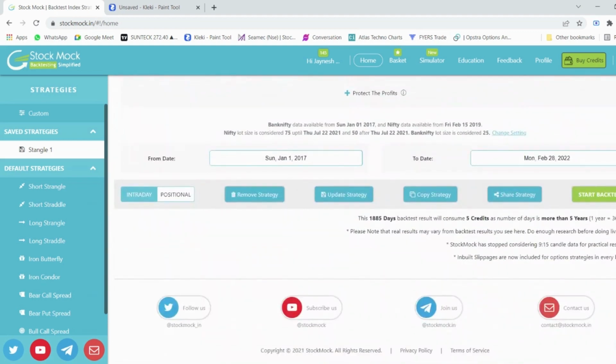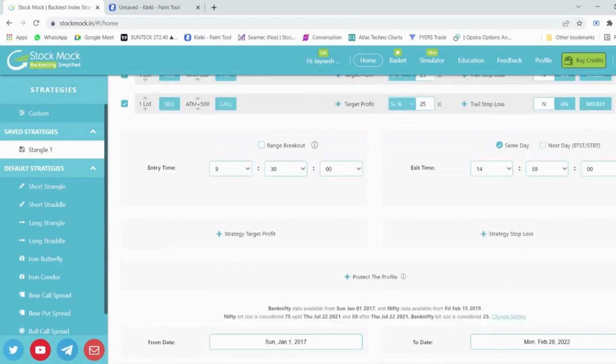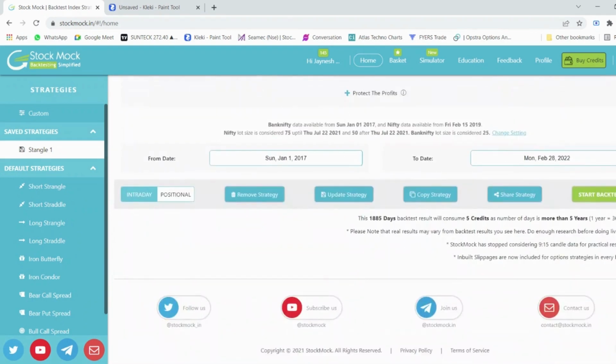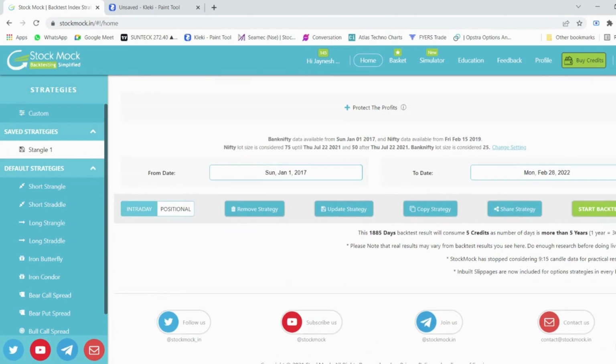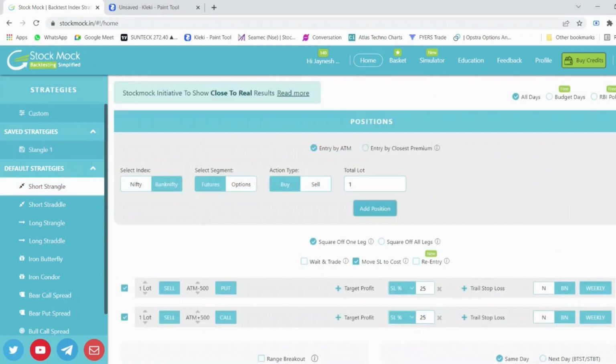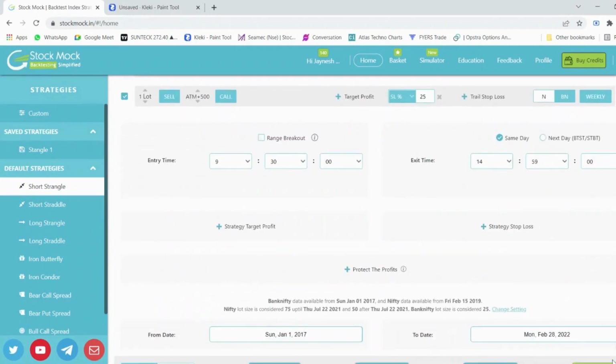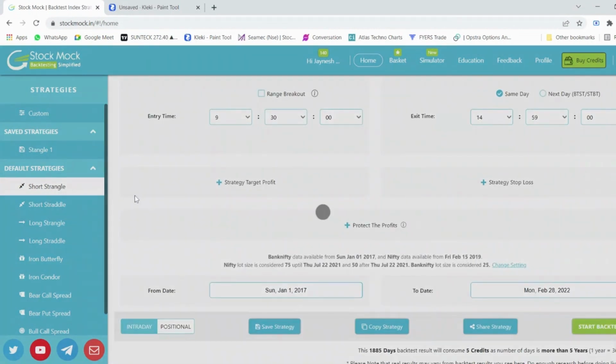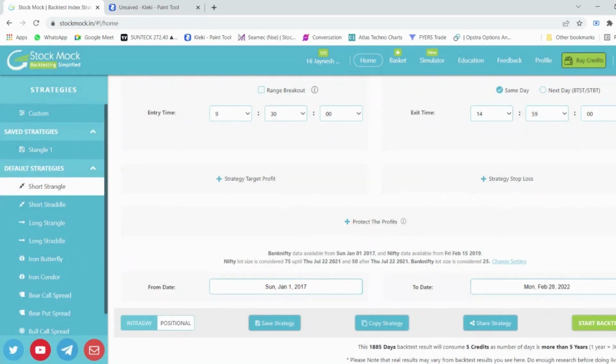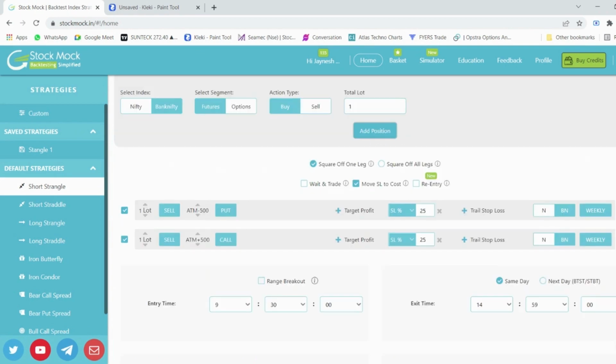So if we apply this, definitely now I will start the backtest of the past 5 years. If we click on backtest for 5 years, right? So let us now backtest the data. Let me move down here, start backtest. Okay, so now we can see the backtested data.